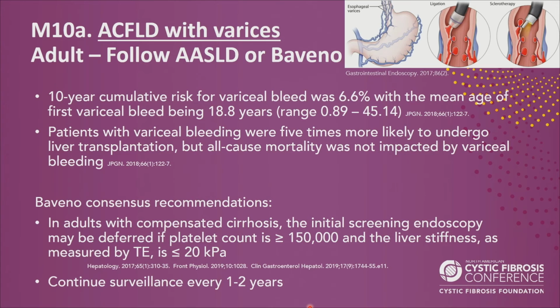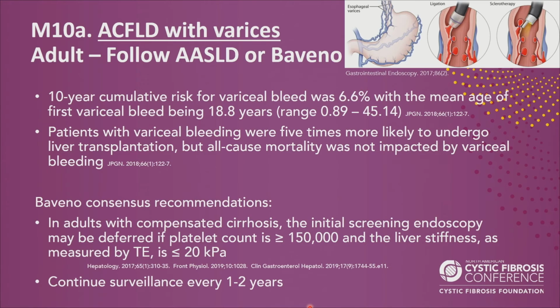In a different study, CF patients with variceal bleeding were 5 times more likely to undergo liver transplantation, but all-cause mortality was not impacted by variceal bleeding. So screening for varices is performed by upper endoscopy under anesthesia, which allows for identification and characterization of the varices, and then therapeutic intervention. The Baveno consensus recommendations really focus on the treatment of portal hypertension in adults.